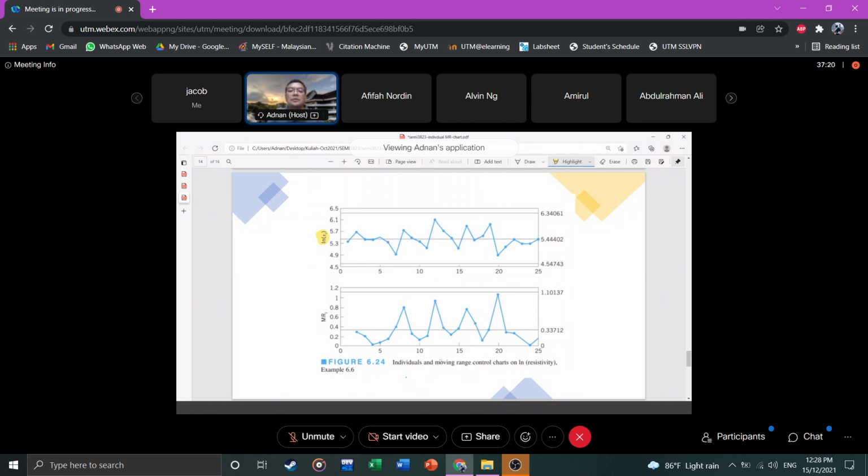Okay, so in this chart we have the natural log of X, the observed value, and the moving range, rather than the raw data X value and the moving range. But now we try to eliminate the effect of non-normality by transforming it to natural log. Please read these notes.